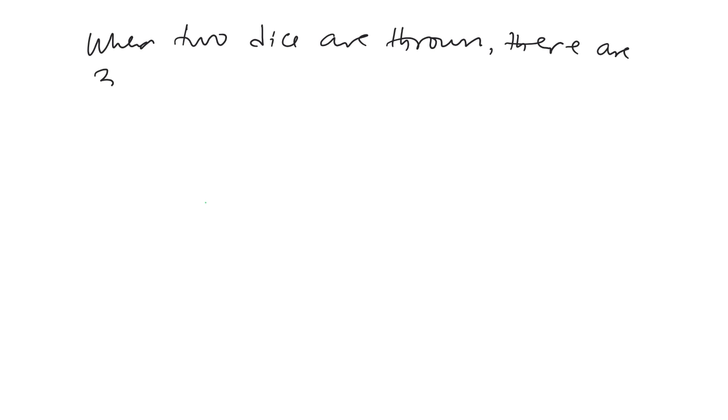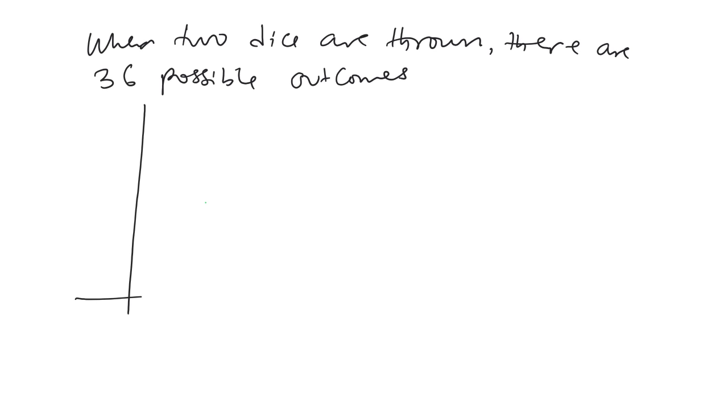When 2 dice are thrown, there are 36 possible outcomes. Let's look at these outcomes. Okay, the 36 possible outcomes when you throw a die.